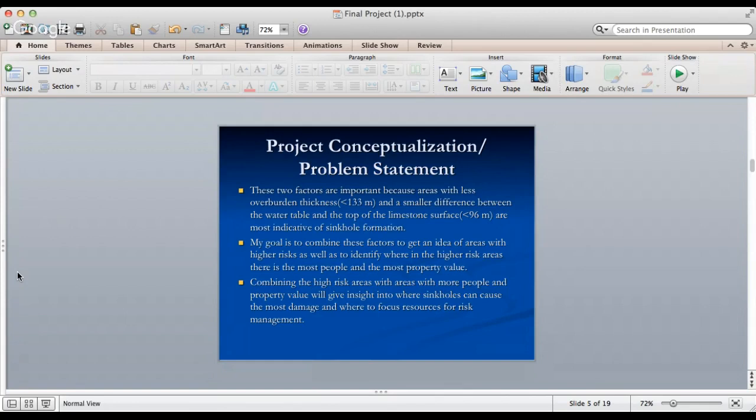After we get an idea of where the higher areas of risk are, we will attempt to identify where within these areas have the most people and the most property value. We will do this by looking at census data and highlighting census blocks that show more population than the mean and a higher median income than the mean. Combining the high-risk areas with high population and median income areas will give insight into where sinkholes will cause the most damage and where to focus resources for risk management.